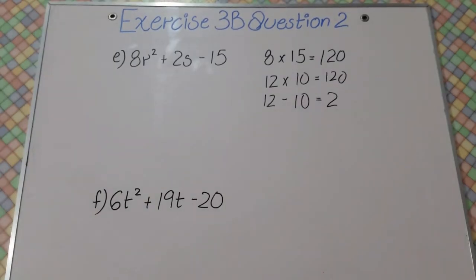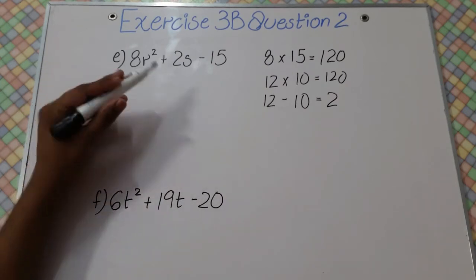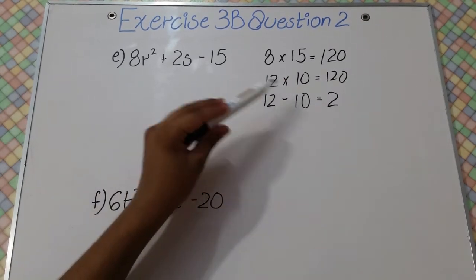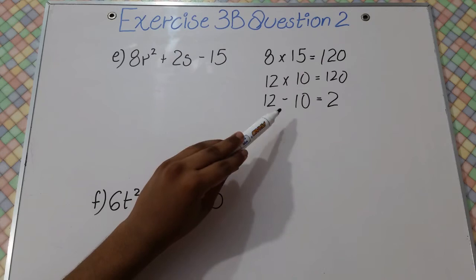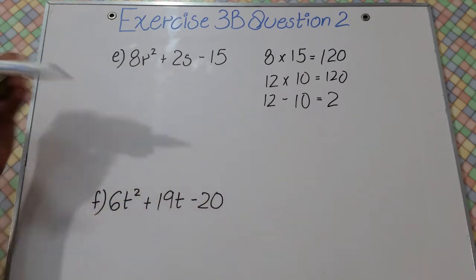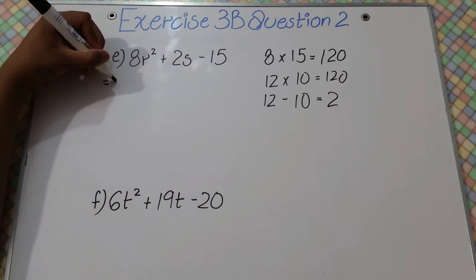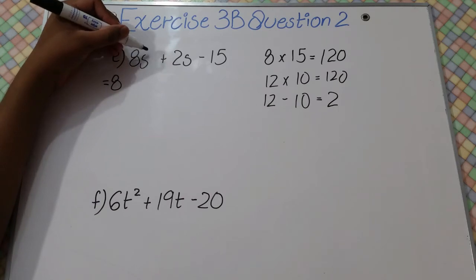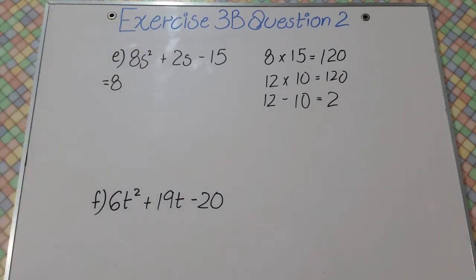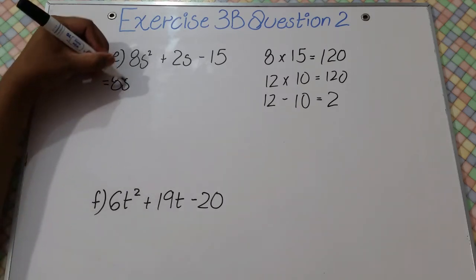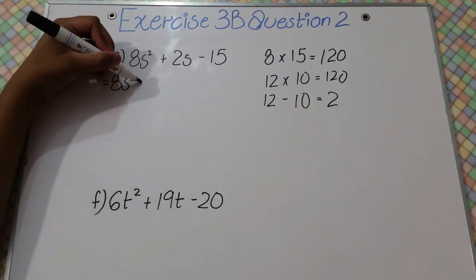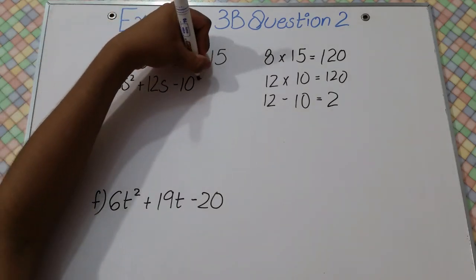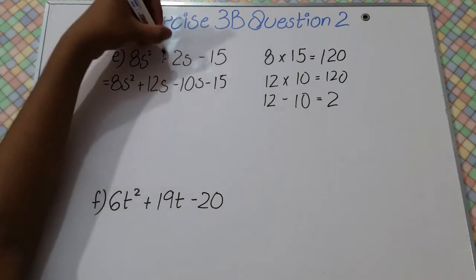So over here I have taken a middle term also, means 8 multiplied by 15 is 120, and then the numbers by multiplying we get, means 12 multiplied by 10 is 120, and then if we subtract 10 from 12 it is 2. Okay, so I think that's the perfect middle term. So it is 8s square plus 12s minus 10s and minus 15.